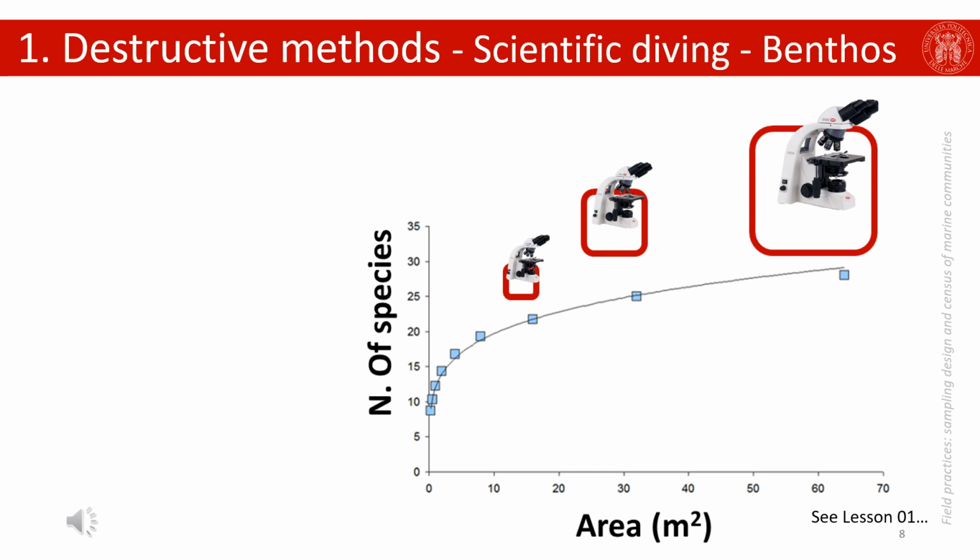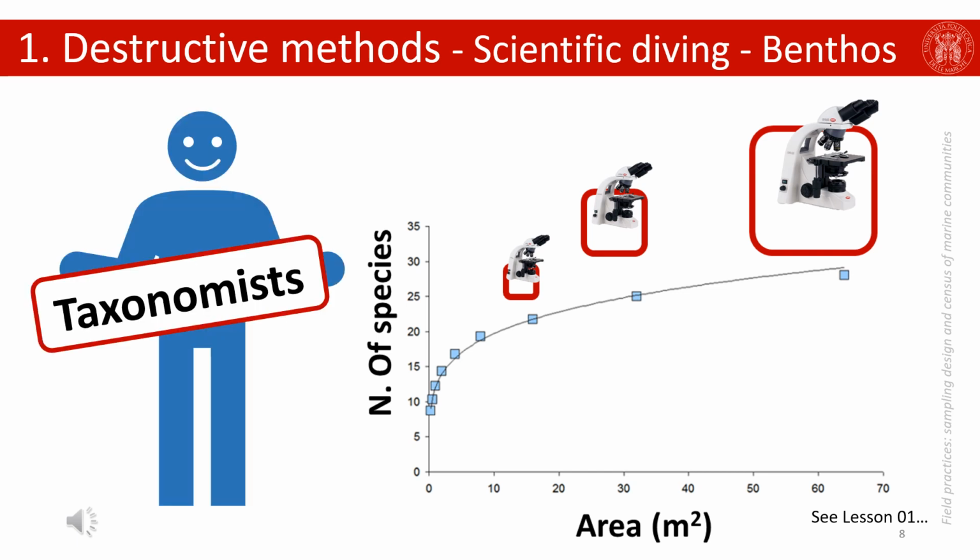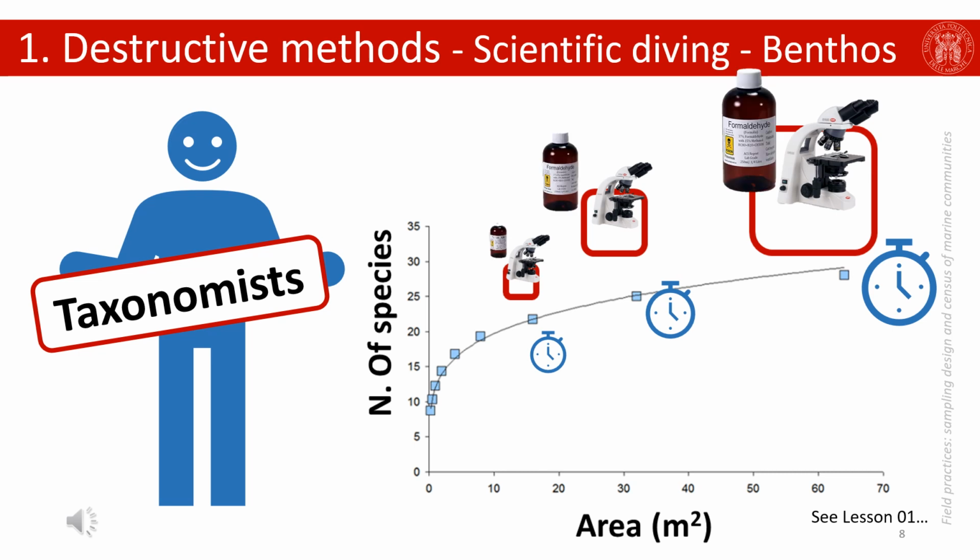At the laboratory, the samples should be identified by experts to the lowest possible taxon. Identification of samples collected by scraping requires a lot of time. For this reason, it is very important to choose an adequate sampling area. Moreover, the larger the sampling area, the higher is the quantity of fixative necessary to preserve samples.